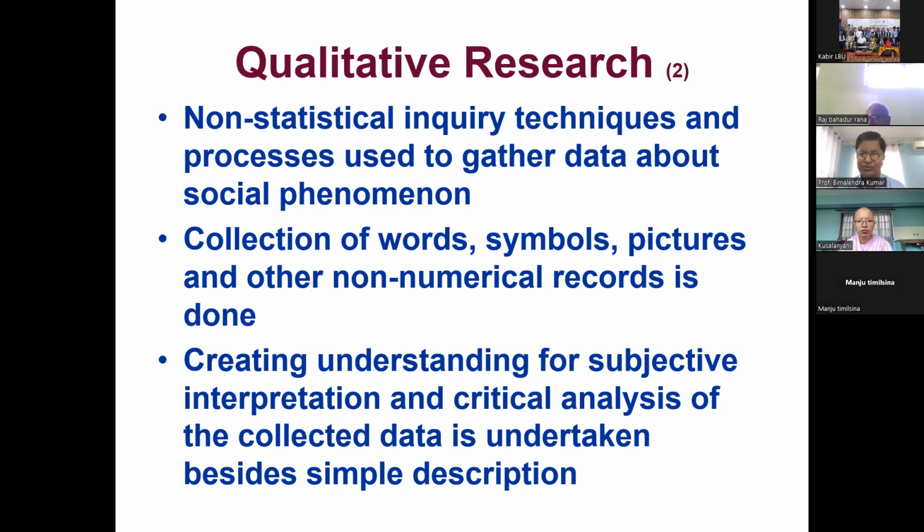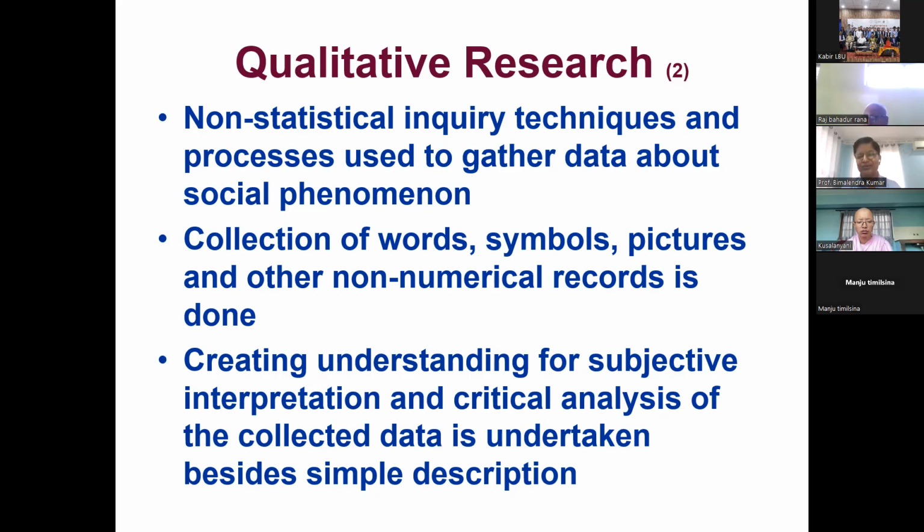Whenever we are talking about social phenomena, we have to take care of all the data. Collection of words, symbols, pictures, and other non-numerical records is done. So whenever the data are collected related to sociological and social aspects, we have to collect the words, the symbols, the pictures, and other non-numerical records. Then creating understanding through subjective interpretations and critical analysis of the collected data is undertaken, besides simple descriptions.